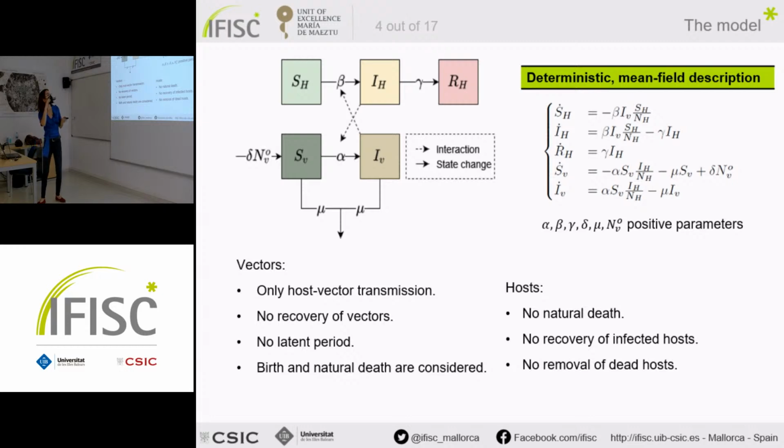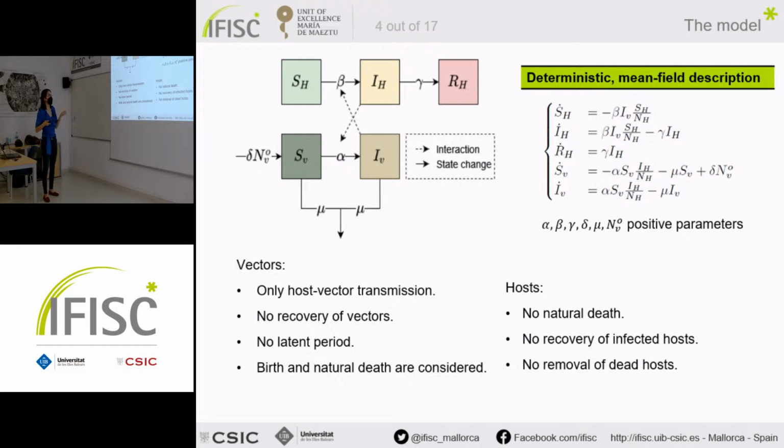So now we are going to present a deterministic mean field description, a compartmental model for the transmission of this disease. Our model is based on the models of Balearic and Castillo-Chavez with some changes. First of all, we have a population of susceptible hosts that get infected at rate beta when they interact with an infected vector and become infected hosts. And then they move to the compartment of removed hosts because they die at rate gamma. And we don't consider natural death, as we consider that the time scales of the disease are much shorter than the demographic time scale of the host.